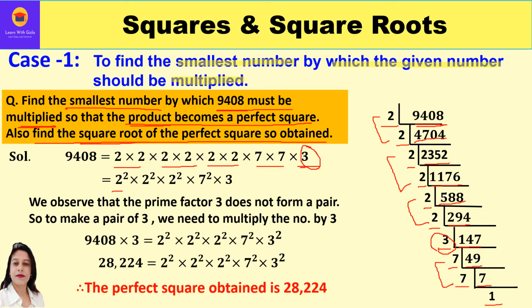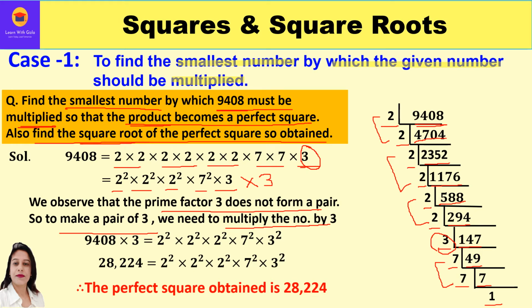Over here we can write these as 2 square into 2 square into 2 square into 7 square into 3. So we observe that the prime factor 3 does not form a pair. So to make a pair of 3, we need to multiply the number by 3. So if we multiply over here with 3, it will also become 3 square.